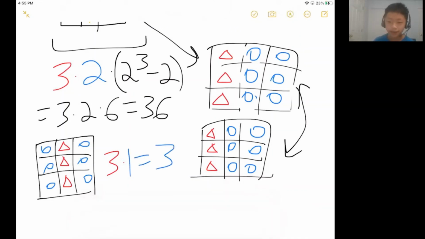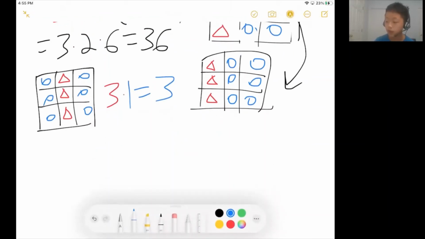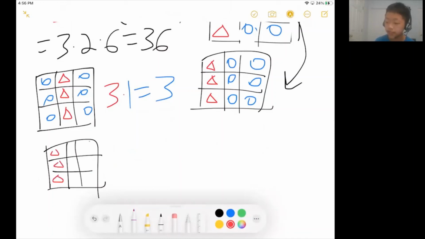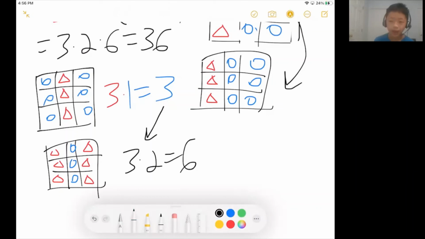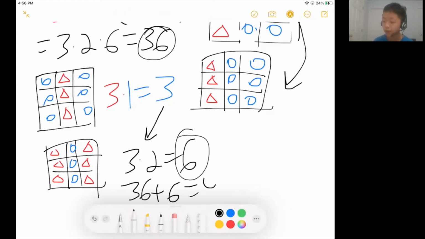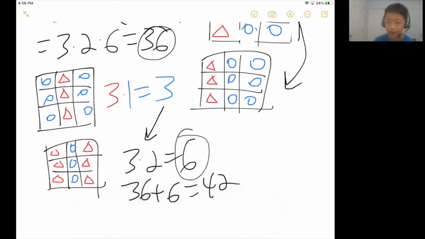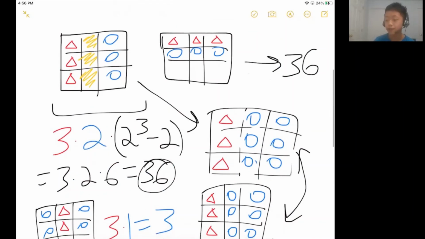But instead of having 2 columns of circles, you could have had 2 columns of triangles, right? Instead of circles, you had triangles in these places. And instead of triangles, you could have circles in these places. So you have to do this number 3 times 2 to get 6. So you actually have to add back 6 into the actual total count. So 36 and 6 gives us 42. So 42 is the actual number of ways to color this first possibility.